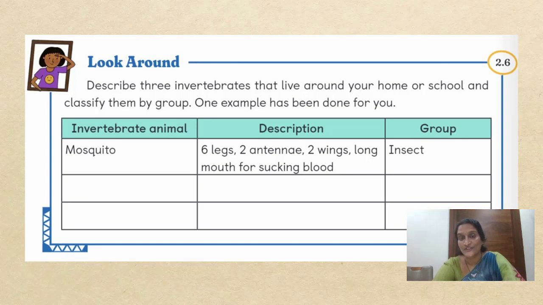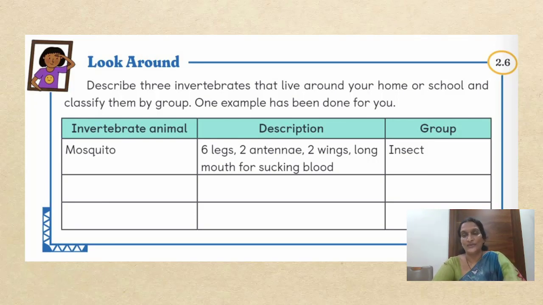Some crustaceans live in water. We eat them. Shrimp, lobster, crab. All these are crustaceans. And what are the others in arthropods? Centipede and millipede.